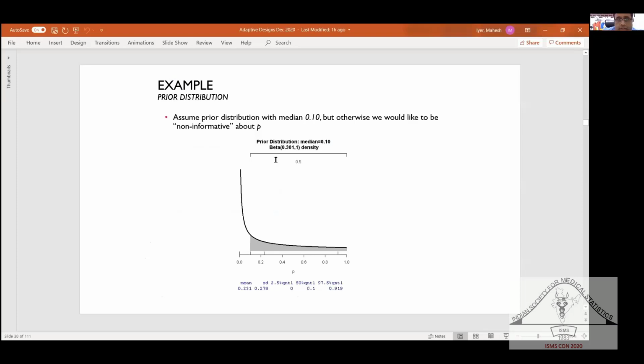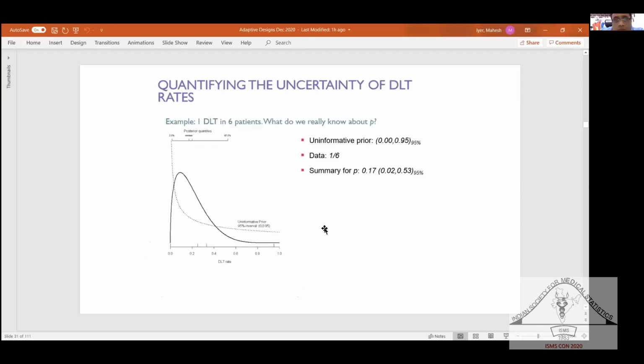Okay, so based on this, we assume, let's say, a non-informative prior, with a median of 0.1 but otherwise non-informative. Now we get some data: out of 6 patients, we have 1 DLT. So now this is my posterior probability. This was my non-informative prior, and this is my posterior after seeing 1 out of 6 DLTs.